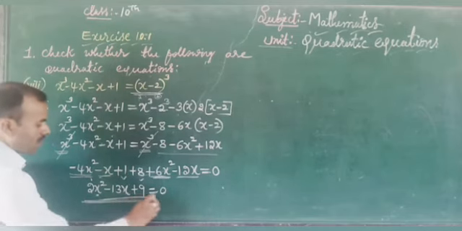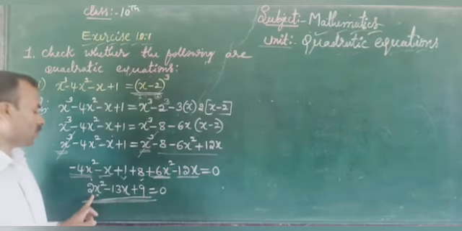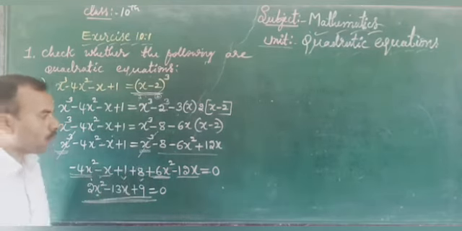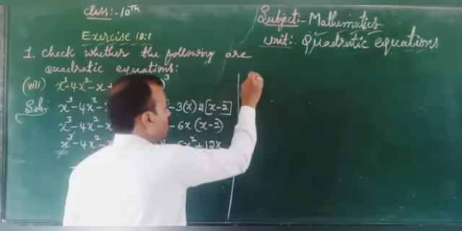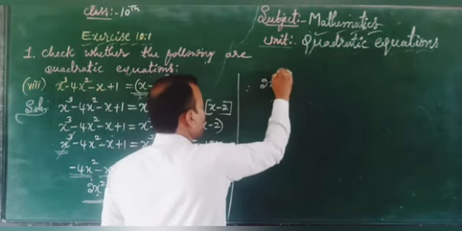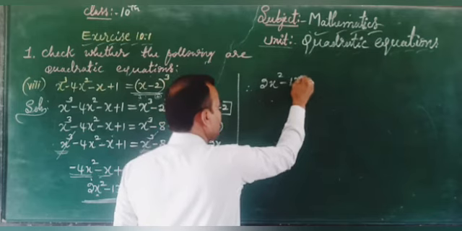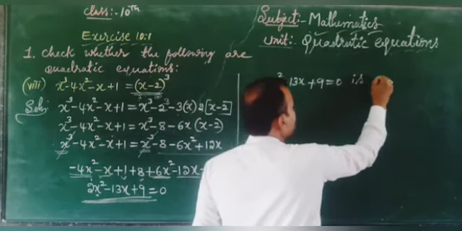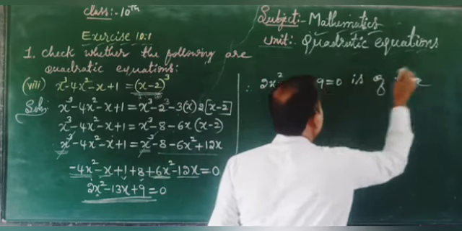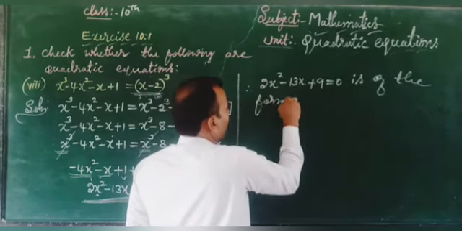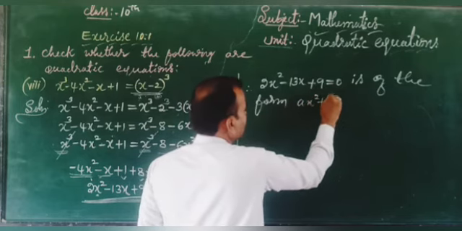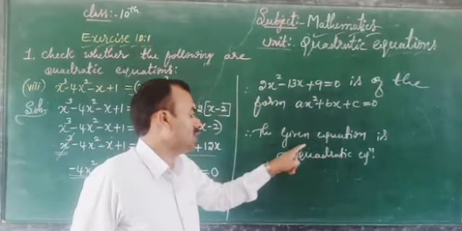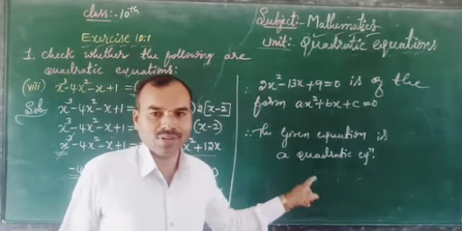Just observe the equation. 2x square minus 13x plus 9 equals 0. So therefore 2x square minus 13x plus 9 equals 0 is of the form ax square plus bx plus c. The given equation is a quadratic equation.